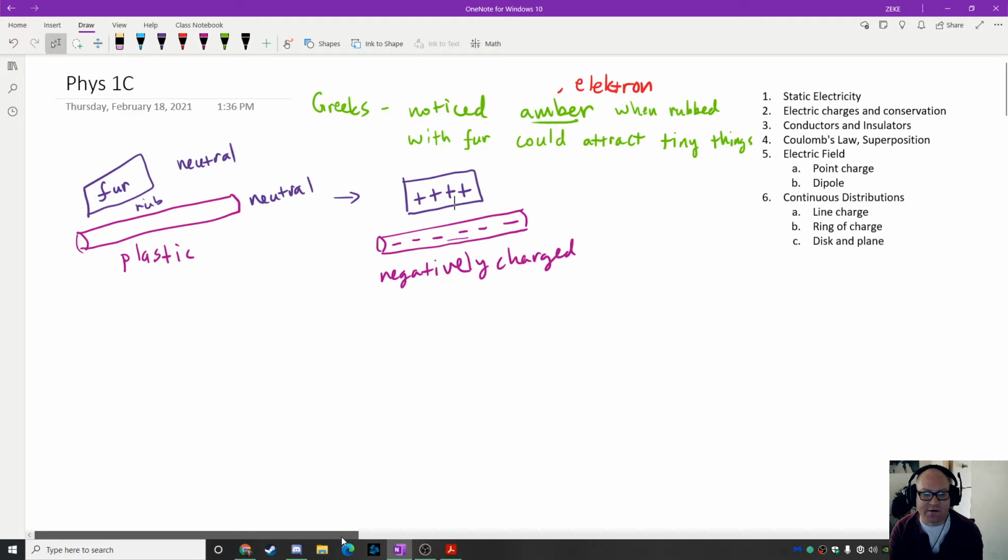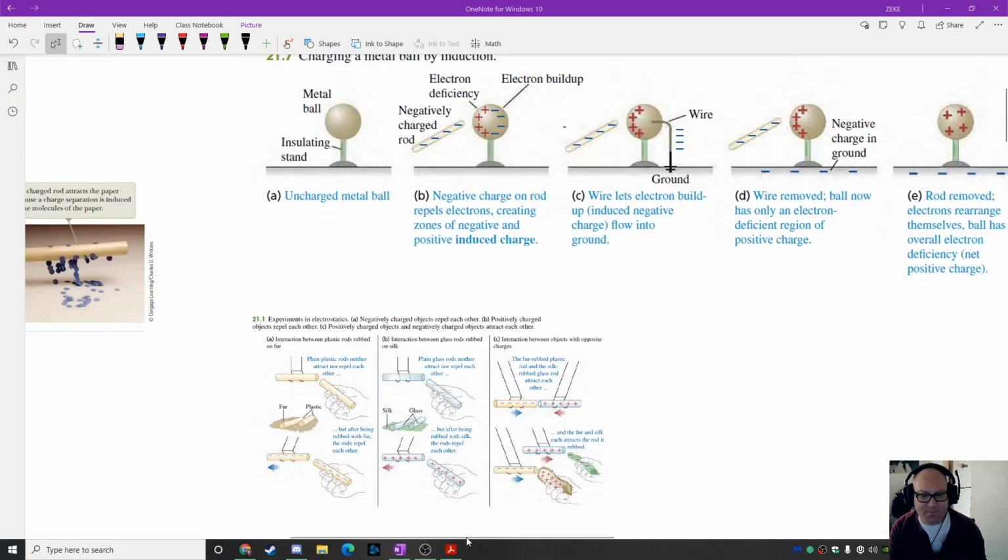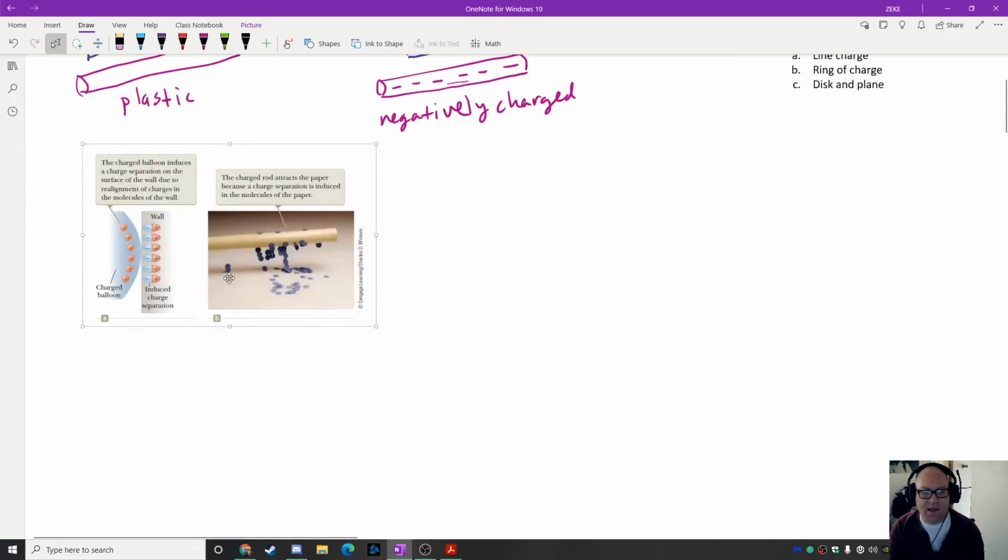If you were then to take that rod and cut up a bunch of little tiny pieces of paper, and then bring the rod really close to the paper, you'd find that the rod actually attracts those little tiny pieces of paper, okay? Now the paper themselves are neutral, but something happens as described right here. So that's one thing you could notice.